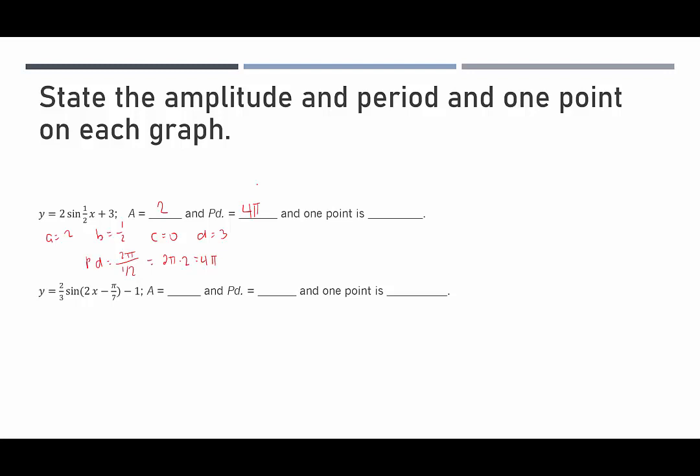And one point on the graph, so this is a sine graph. A sine graph should normally be at 0, 0.